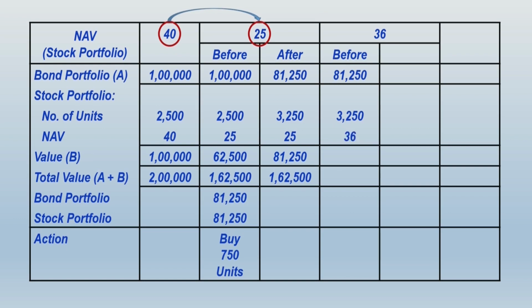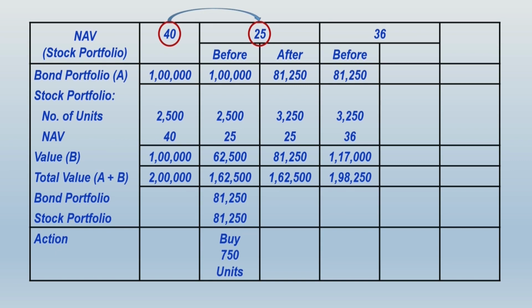However, over here this value was 25, now this is going to become 36. So please pick your calculator and do this calculation. 3,250 multiplied by 36, what I am getting on my calculator is 1,17,000, and I am sure you also would have got 1,17,000. Now what you have to do next is 81,250 is your bond portfolio and 1,17,000 is your stock portfolio. Let us take the aggregate of that. The aggregate of that is coming to 1,98,250.